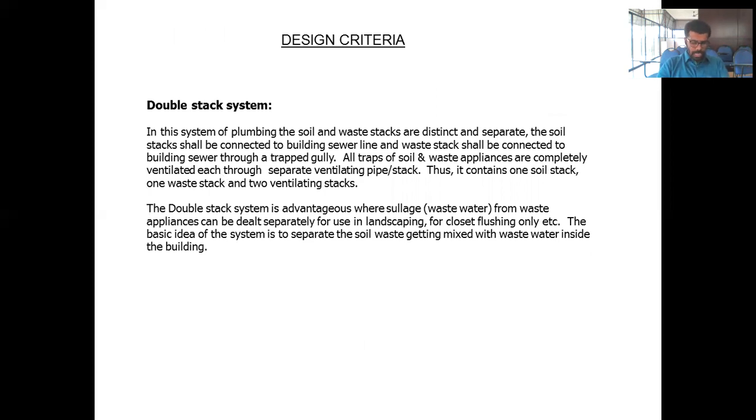What we mean by double stack system is that in this system of plumbing, the soil and the waste stacks are distinct and separate. The soil waste coming from the water closet and the wastewater from all other areas except the water closet are distinct and separate. The soil stack shall be connected to the building sewer line, and the waste stack shall be connected to the building sewer through a trapped gully, or a gully trap, in order to avoid smell and such things.